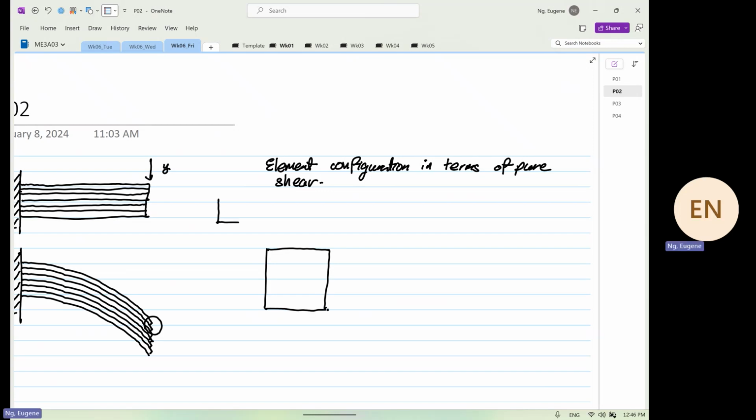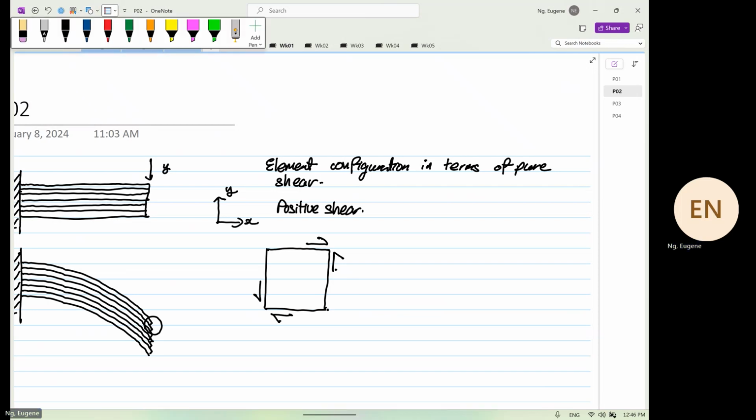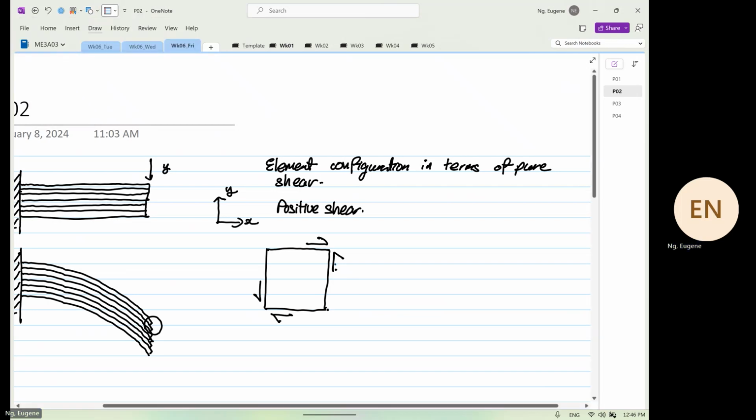And this is our transformation. We know that on the left-hand side, this is what we call positive shear. This arrow over here, okay, I'll change color. This arrow over here is the shear, okay? Shear what?